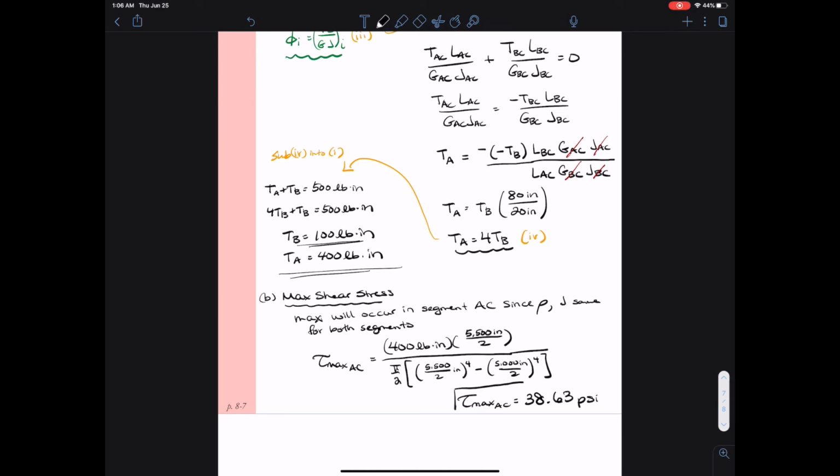All right, so there we have it. We solved for the shear stress in segment AC. I hope you're able to learn something from the statically indeterminate problem, and we are almost done.